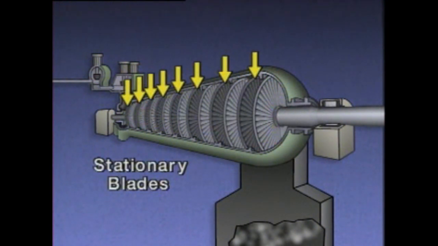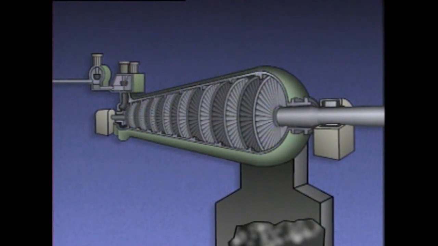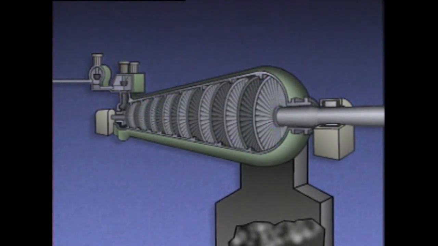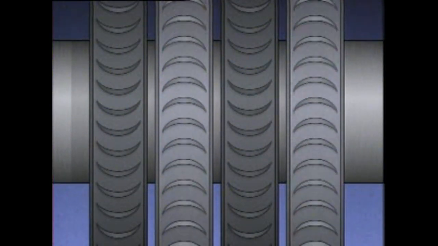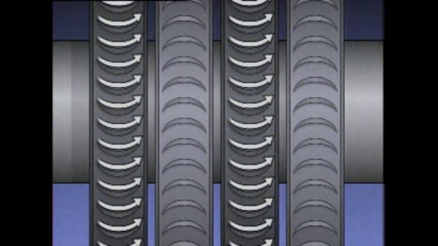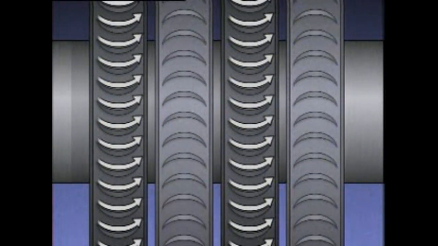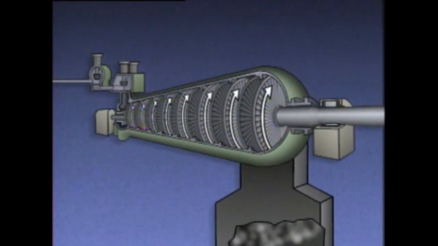Stationary blades, sometimes called diaphragms or nozzles, help direct the steam from one set of rotating blades to the next. The stationary blades look similar to the rotating blades, but they are attached to the turbine casing and they don't move. As the steam passes through the turbine, the stationary blades direct the steam to the rotating blades, causing them to turn. The steam gives up thermal energy, or heat, and pressure. The rotating blades cause the turbine shaft to spin, and that turns the generator.